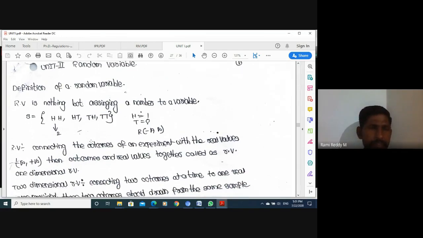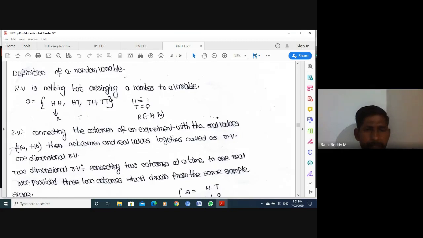One more definition of random variable is connecting the outcomes of an experiment with real values. The numbers can vary from minus infinity to plus infinity. Then outcome and real values together are called a random variable, or one-dimensional random variable.